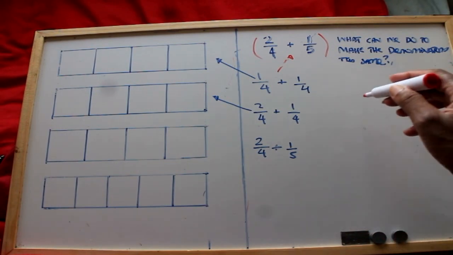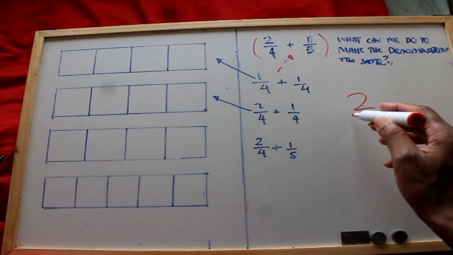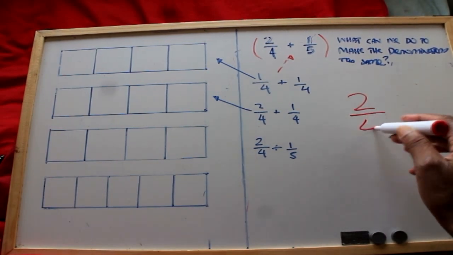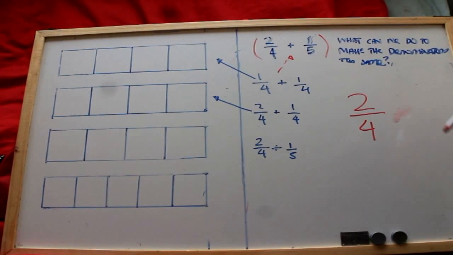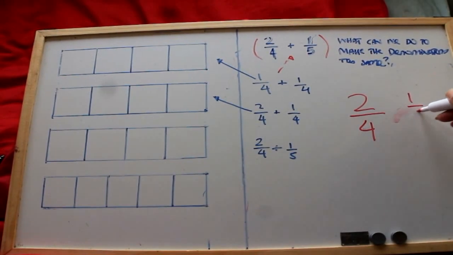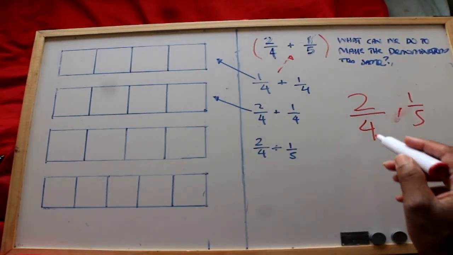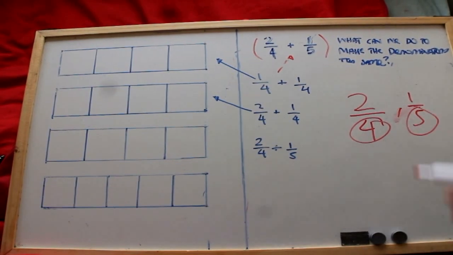An example of an unlike fraction is this, 2 over 4 and 1 over 5. The reason why they are unlike is because they have different denominators. So when you're trying to add them, we run into problems.